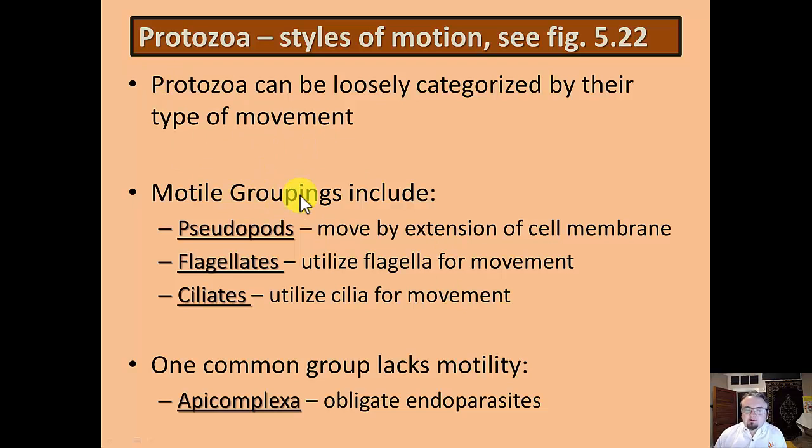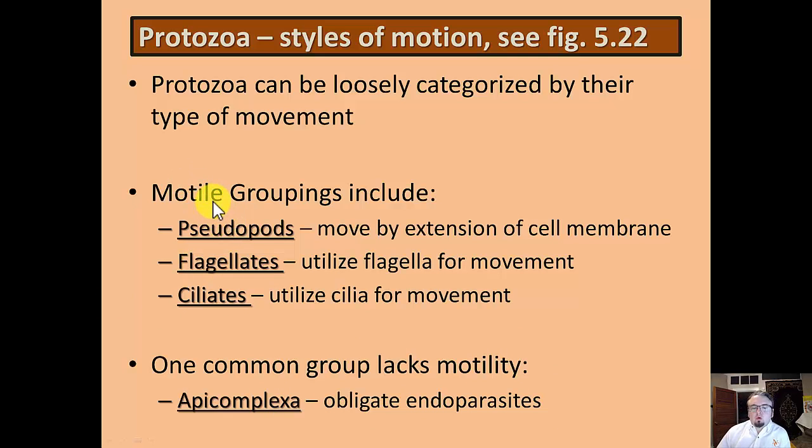In this case, they group them by their ability to move, so motility groupings. We have really four groups, three of which are based on motility, and one is defined by a lack of motility. So you have motility being the characterizing feature of these three, and a lack of it being the characterizing feature of the fourth. The first one are called pseudopods.